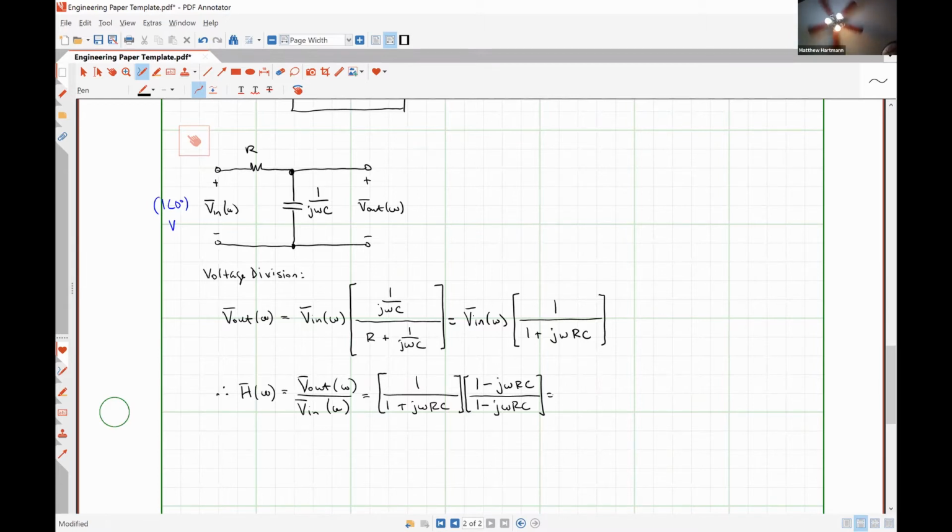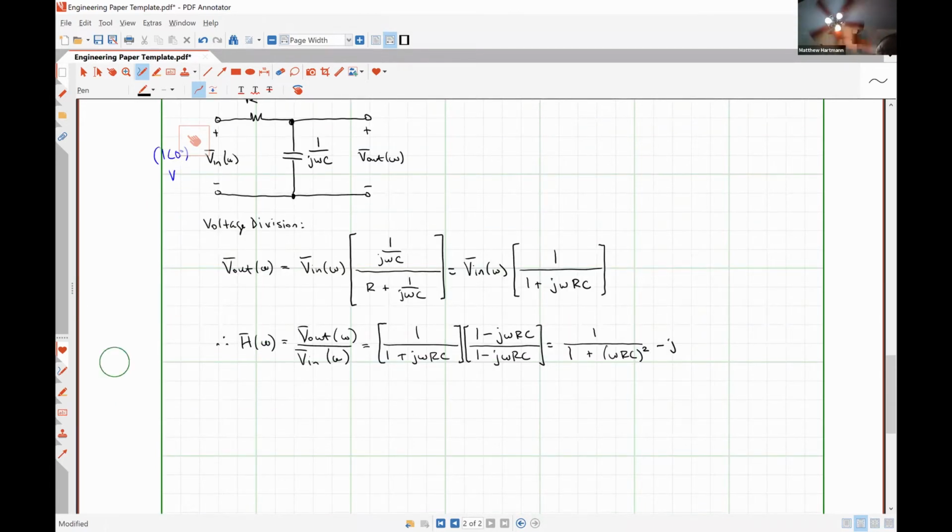So let's work on the denominator first. I'm going to have 1 times 1, so that is 1. And then I'm going to have plus j omega RC times minus j omega RC. So that's going to be negative j squared, which is positive 1, omega RC quantity squared. And in my numerator, I'm going to have a 1 for the real part, minus j omega RC for the imaginary part. So this is me breaking up my transfer function into a purely rectangular complex number.